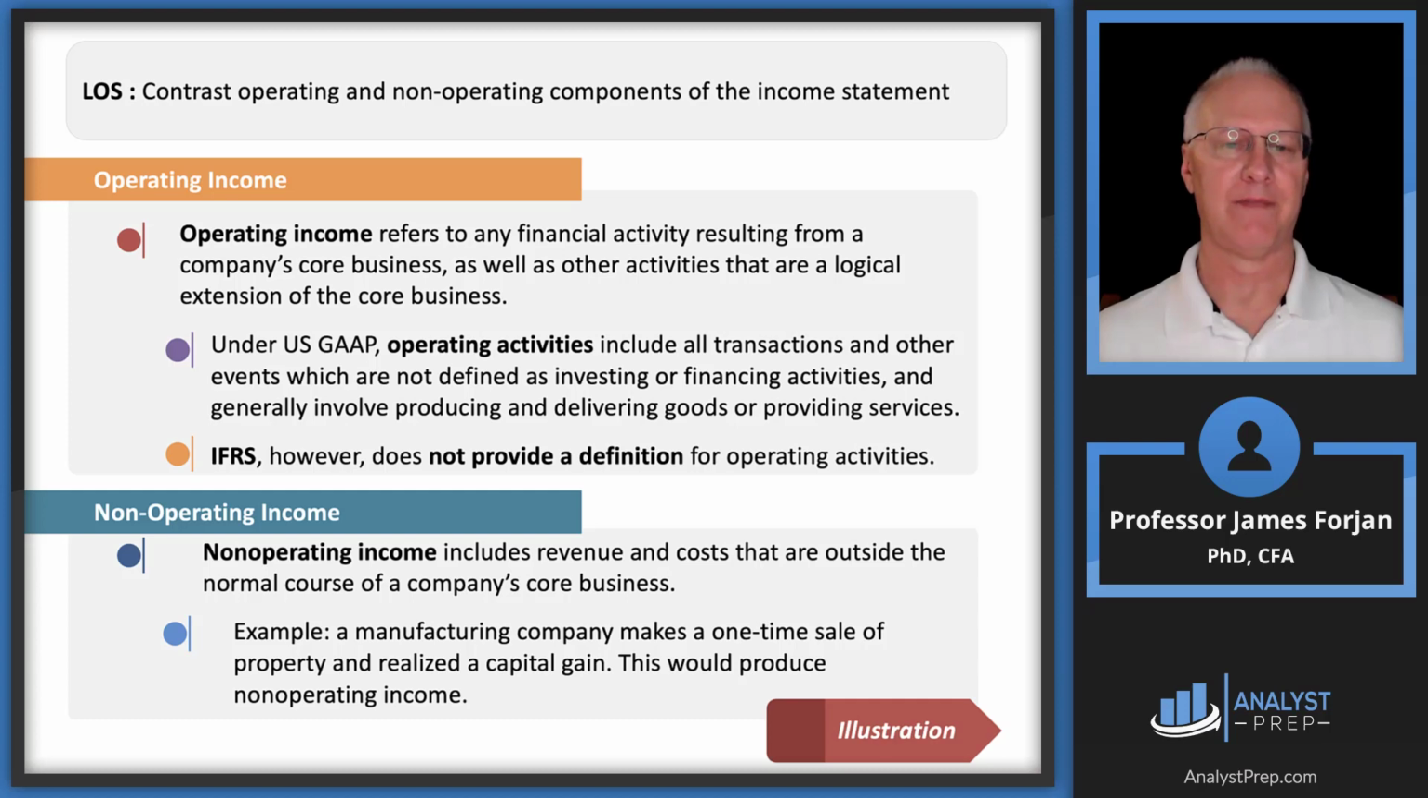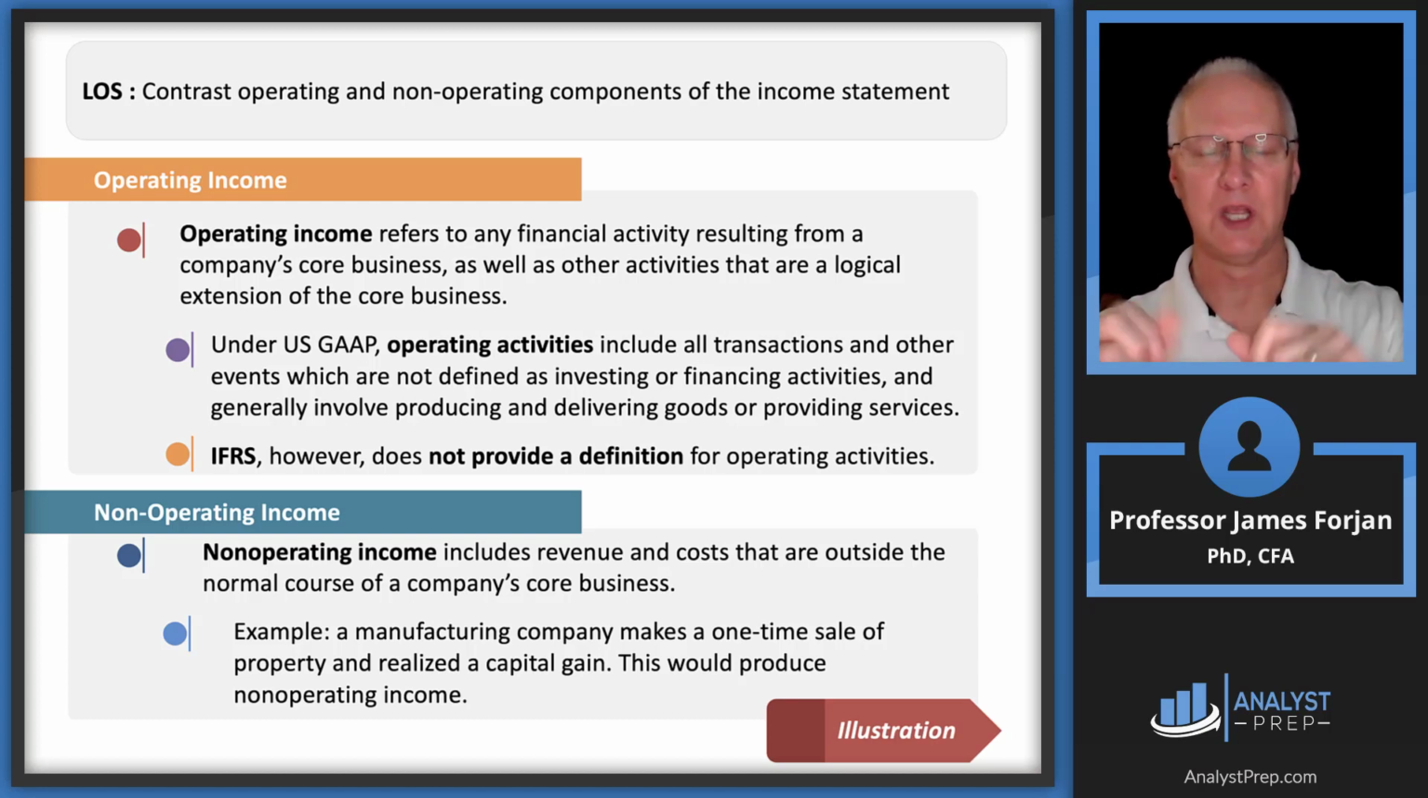Now, the CFA Institute might ask you a question about the difference between operating income. So in the U.S., operating activities include all transactions and other events which are not defined as investing or financing activities. They're generally producing or delivering goods and services, so they have to fall in the U.S. under operating activities, but the International Board doesn't really provide a definition of operating activities. Although when you look at this statement of performance for international firms, according to those rules, you get a sense of what operating activities might be.